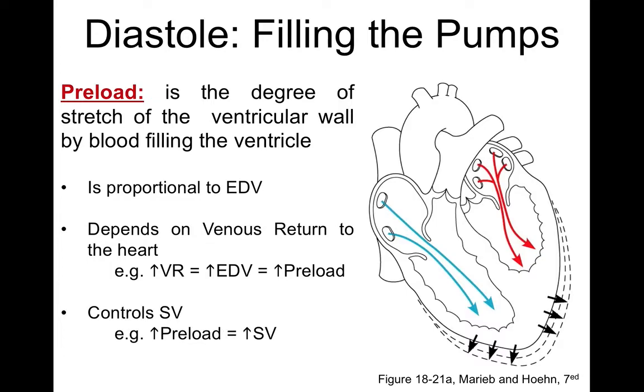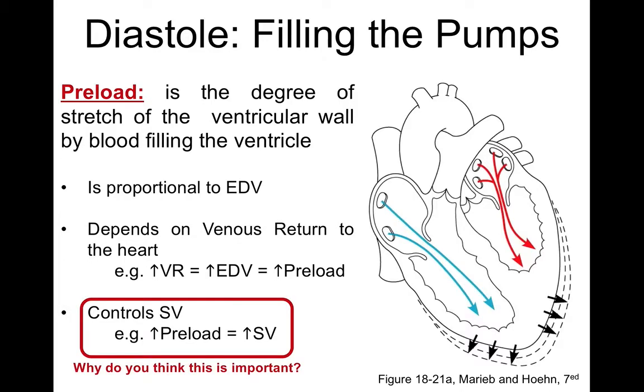This preload controls stroke volume. If you increase preload, you're going to be increasing stroke volume. It's because you increase the amount of blood in the ventricles, which increases preload, which causes an increase in stroke volume. And remember, stroke volume is the amount of blood being pumped by the heart per heartbeat.